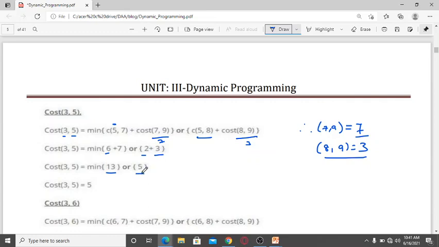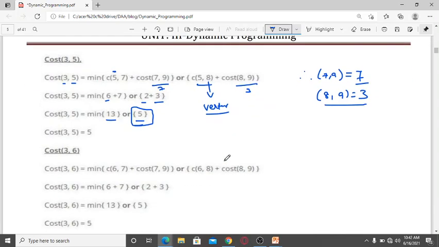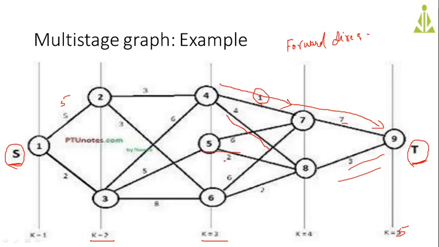When we make a total, 13 and 5, which one is a minimum? 5 is a minimum. And how did we get it? With the help of the 8th vertex. Next, we completed 4 and 5. Now the remaining is 6 in stage 3.